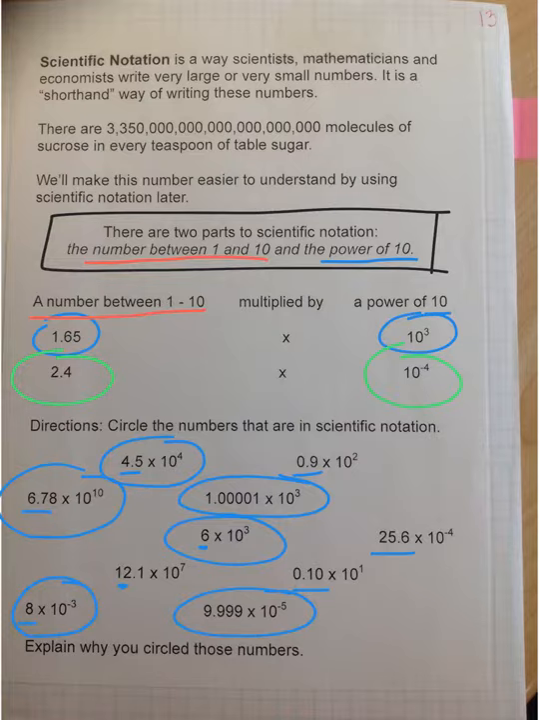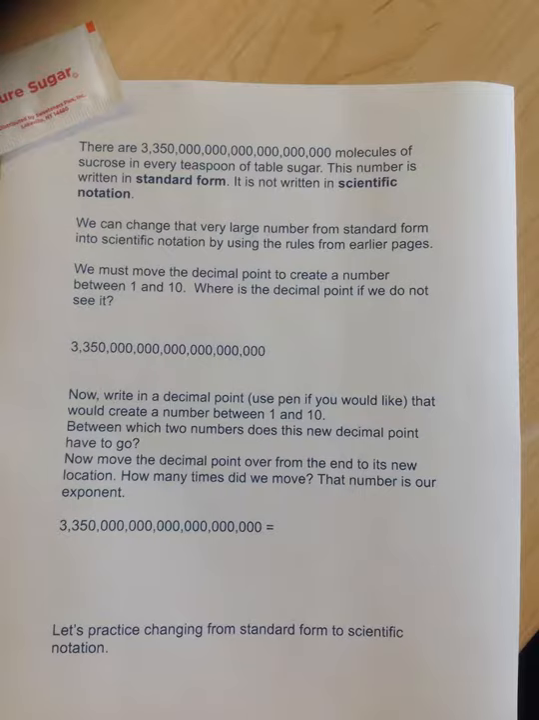Let's check out the last page. All right, that's a bunch of molecules of sucrose in every teaspoon of table sugar. This number is written in standard form. It's not written in scientific notation because it's a really, really big number. But we're going to change that really big number into scientific notation by using the rules on the other page. So here are the rules.